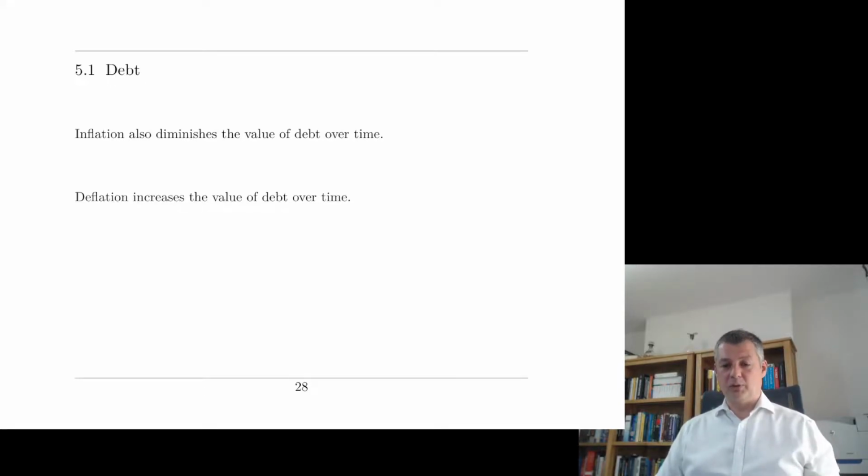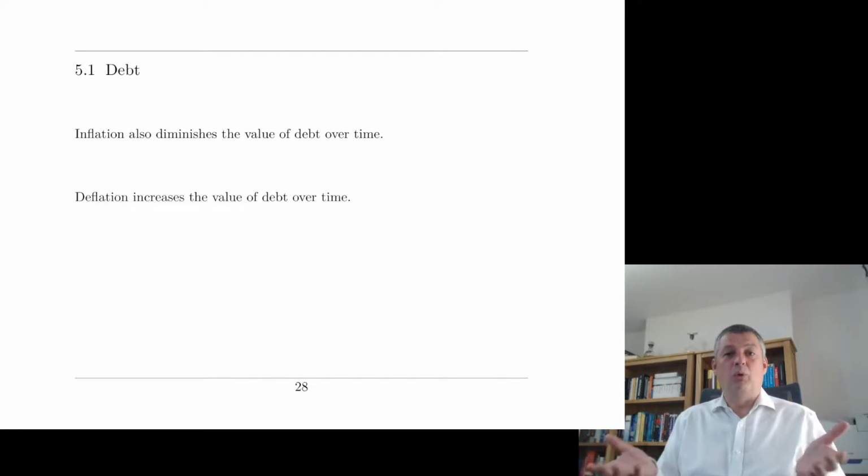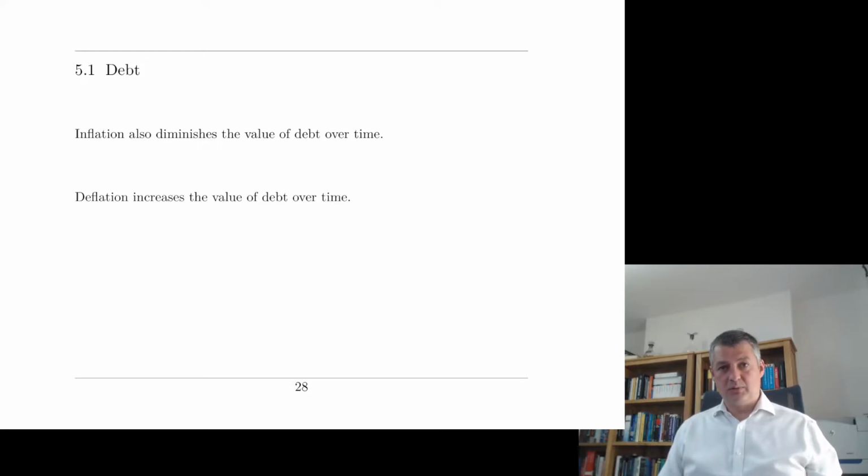That's a very crude way of putting it, but effectively, inflation eats away at both the value of our assets and the value of our debts. And that's great if you're in debt. It means that over time, your debt will be worth less in real terms. So you have to produce less to repay the debt. The opposite happens with deflation. In a system of deflation, you better pay your debt off fast, because it's going to get worse in real terms over time.